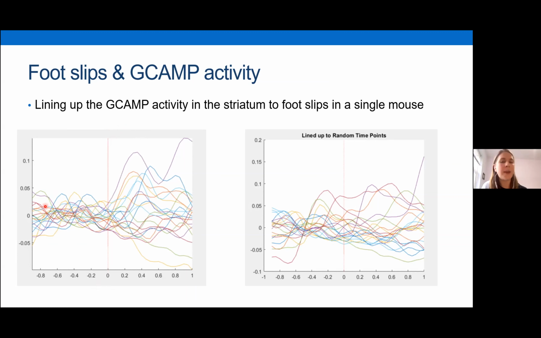And then I've lined up every single time the mouse has a foot slip, I've lined up the GCaMP data to the red line. And you'll notice there's a lot of variability, but I noticed that overall there seems to be an increase in activity following the foot slip, whereas when you just line up to random time points, you don't see this same pattern. So this is an interesting analysis that I'm currently working on.